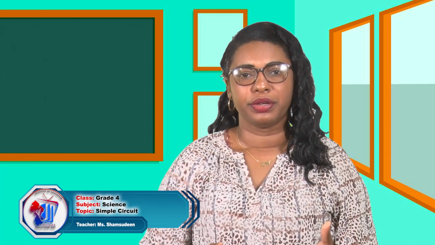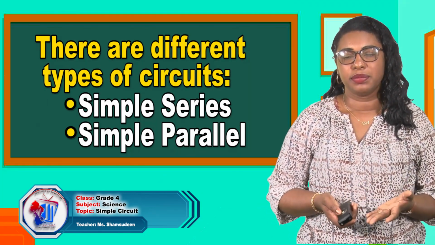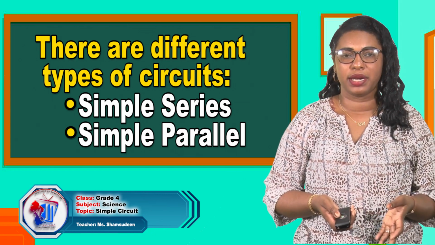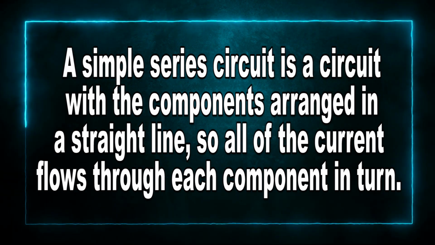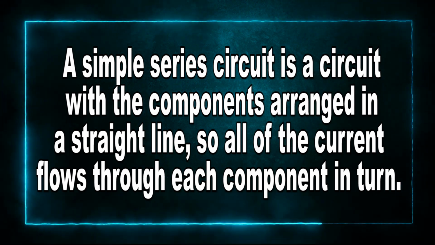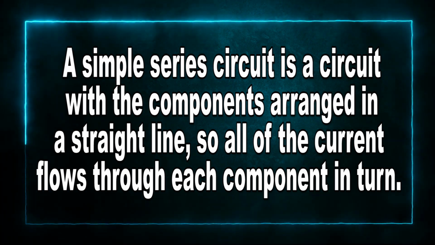And so that you understand that electricity is actually being flowed through the wire, there is no breakage or gap in that circuit. Now remember, there are different types of circuits. We have the simple series and the simple parallel, but we looked at the simple series. The simple series is a circuit with the components arranged in a straight line, so all the current flows through each component in turn.